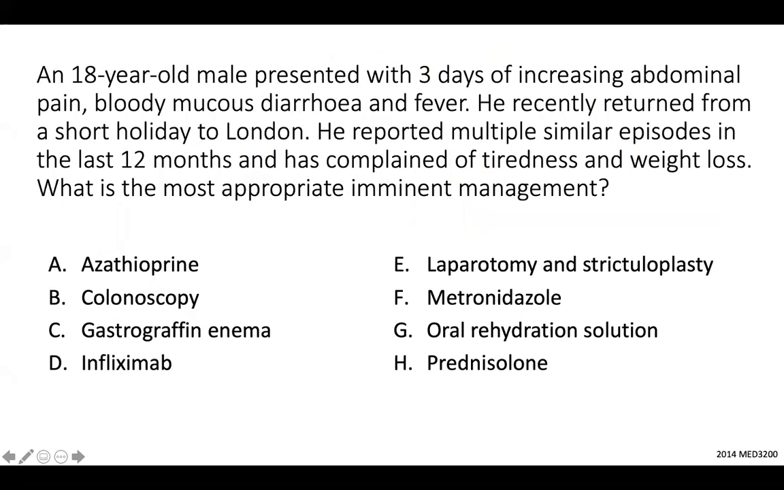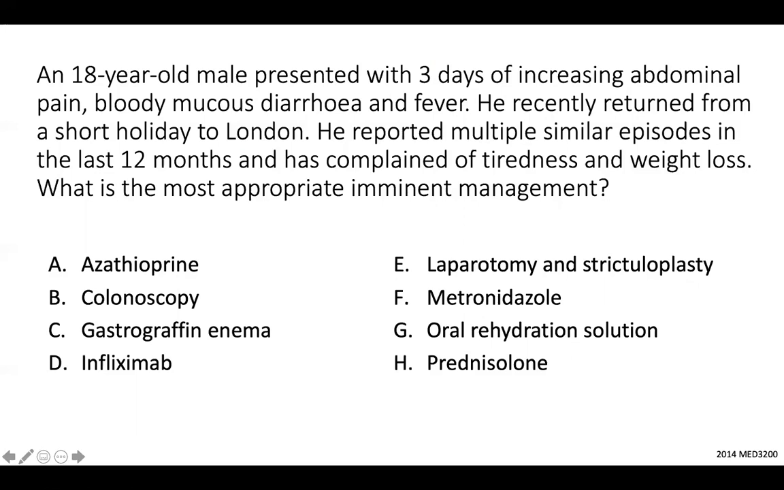So there's still a question on it. A young man, pain, bloody mucus, diarrhea, and fever. So it's probably IBD, even though he came back from a holiday in London. I think there's been a question for us in like a VIA where it was pretty much this stem, but they didn't have the management, and it was like, what's the diagnosis or something? And so the diagnosis is IBD because this is just a red herring, the whole short holiday to London thing.